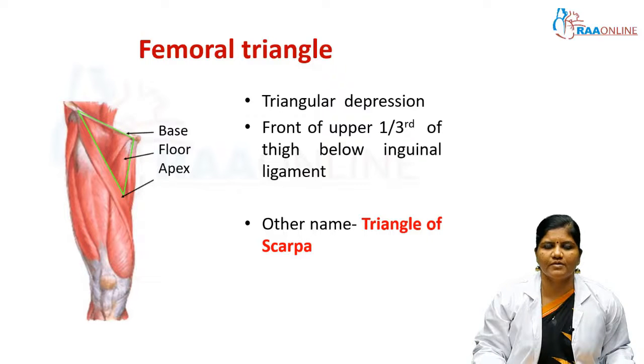Let's see what the femoral triangle is. The femoral triangle is a triangular depression seen in the front of the upper one-third of the thigh, just below the inguinal ligament. The other name of the femoral triangle is the triangle of Scarpa. The base of the triangle is located above, by the inguinal ligament, and the apex of the triangle is directed below.